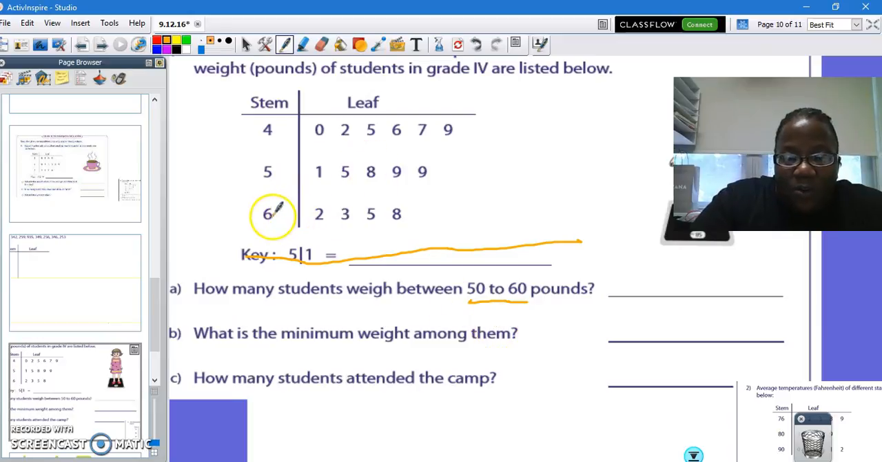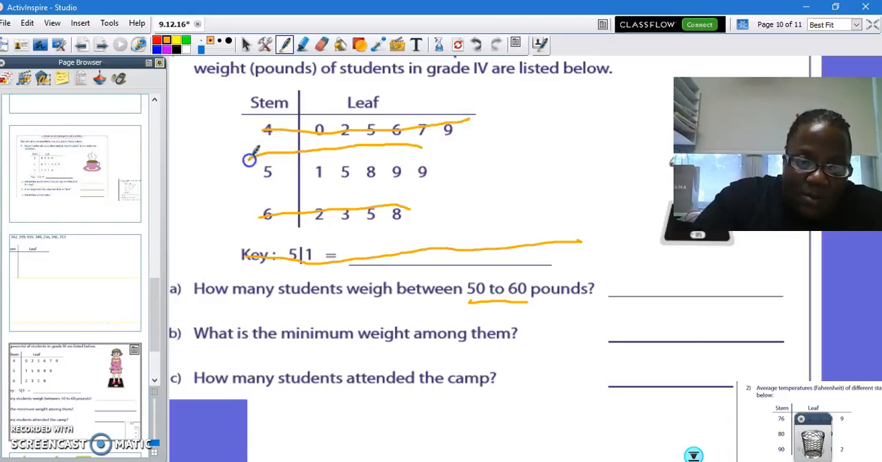Let's see. So if it's over 60, and 62 is your smallest one in the 60s, this is too much. Between 50 to 60, 40 is too low. These are the numbers that are between 50 and 60: 51, 55, 58, 59, 59. See that? 62 goes past 60, so I can't use those. So how many students are in this set? 1, 2, 3, 4, 5. Okay, 5.